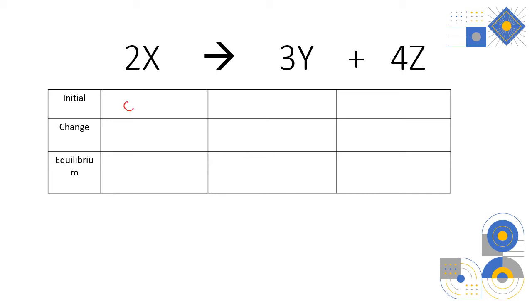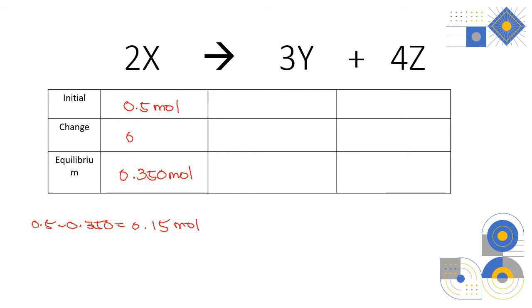Our given states that we have 0.5 moles of X, and at equilibrium it's 0.350 moles. So we need to calculate the change. So it's 0.5 minus 0.350. What is our answer? It's 0.15.